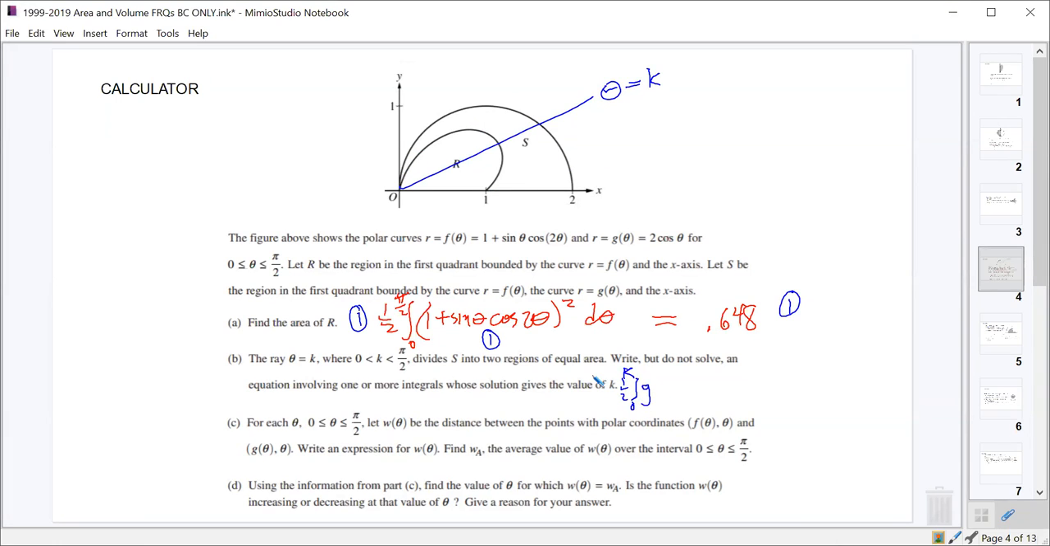1/2 out in front, of g minus f squared d theta, and you'd write g of theta minus f of theta squared. And then we'd set that equal to the integral from k to pi over 2 with a 1/2 out in front of g minus f squared d theta. And if you got rid of the 1/2s, that's fine. Also, you don't need the 1/2s there, of course. They cancel each other out. Everybody good with part B?